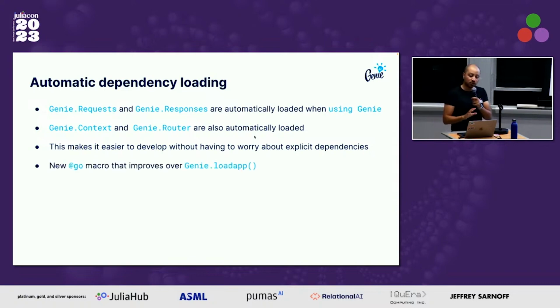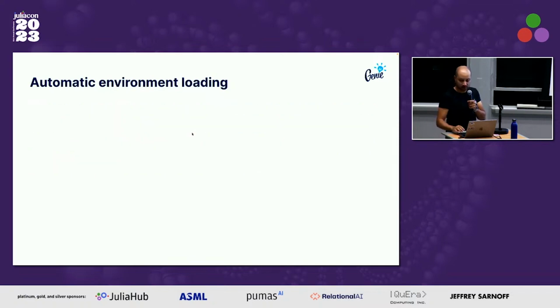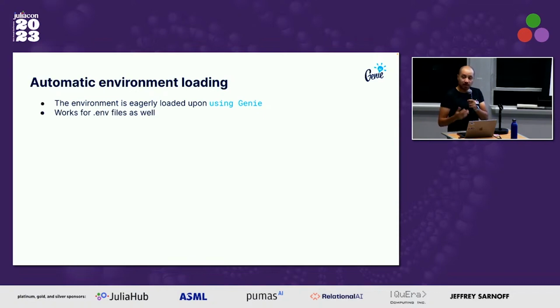Now, moreover, we have also introduced a new Go macro that replaces and improves upon the Genie.load app call in order to load the Genie app before launching it. In line with these workflow improvements, we have also added the ability to eagerly load the environment variables upon using Genie. And this works for the environment variables defined in .env files in the same folder as well.